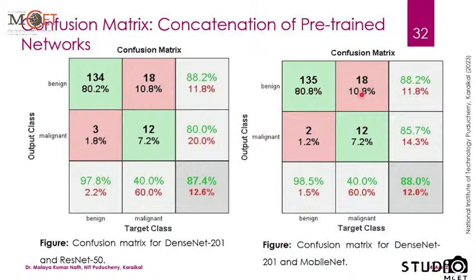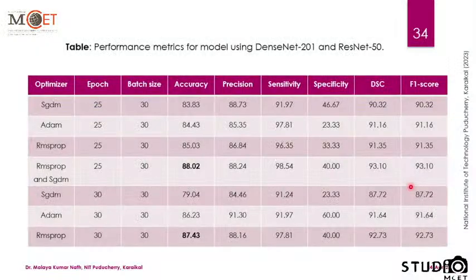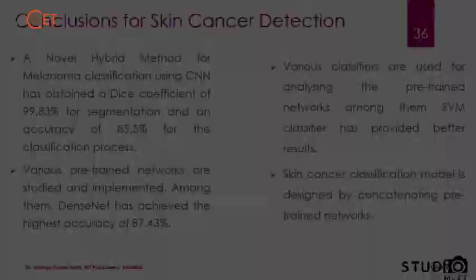This is the concatenation of the different pre-trained networks for performing the classification. In this case, we are using two different pre-trained networks for extracting the features. That means the features have been concatenated, or they can be used by taking the mean values, and we are calculating the classification accuracy. In case of DenseNet 201 and ResNet 50, we are getting the highest accuracy of 87.4%. And in case of DenseNet 201 and MobileNet, we are getting an accuracy of 88%. This has been computed for the other pre-trained networks also.